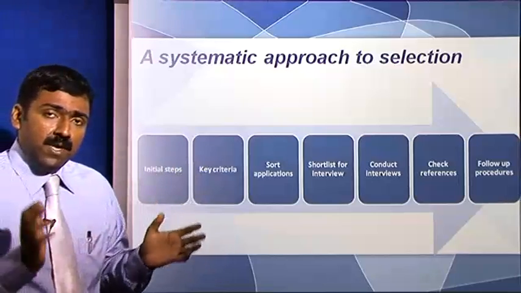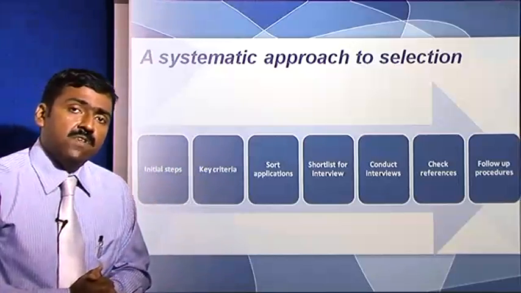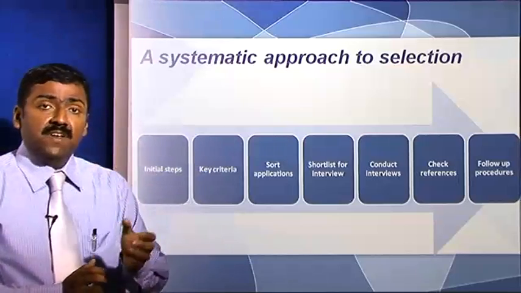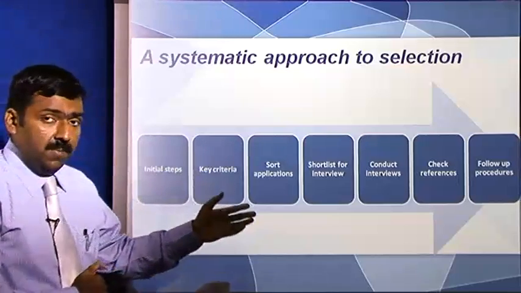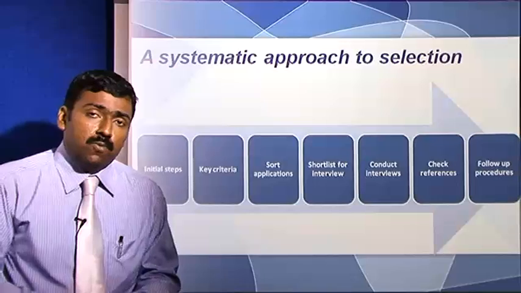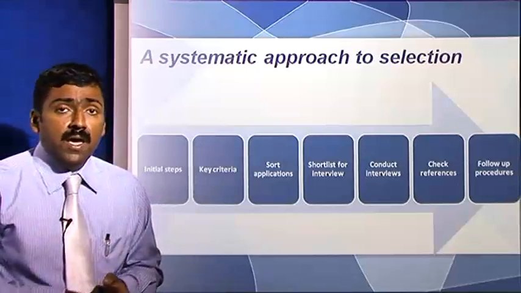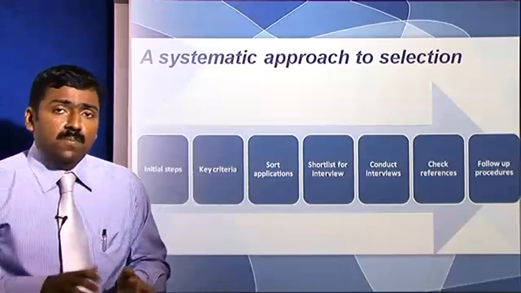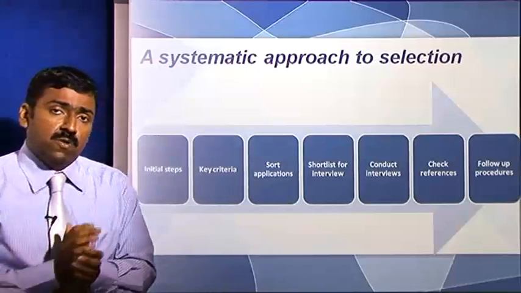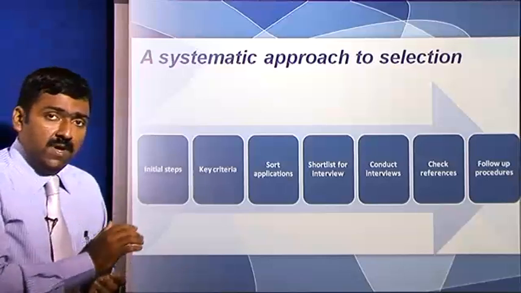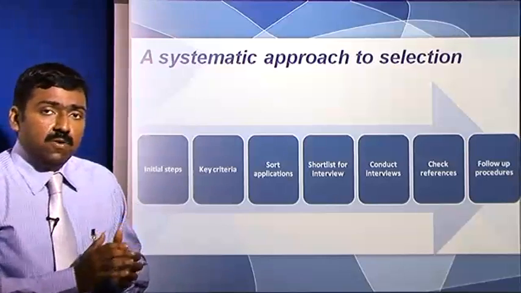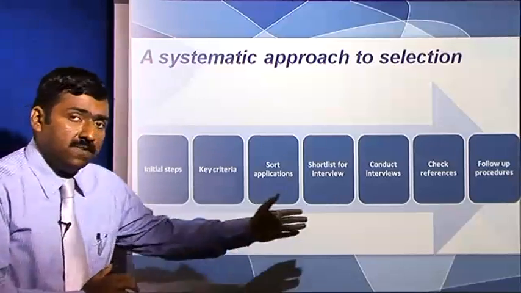Compare all the applications against the criteria which you've set in the recruitment advertisement. Now sort the applications: you have to split them into three categories: possible, unsuitable and marginal. You can keep aside the unsuitable ones and concentrate on the possible ones. Scrutinize the possible ones to a greater extent and shortlist them for interview.